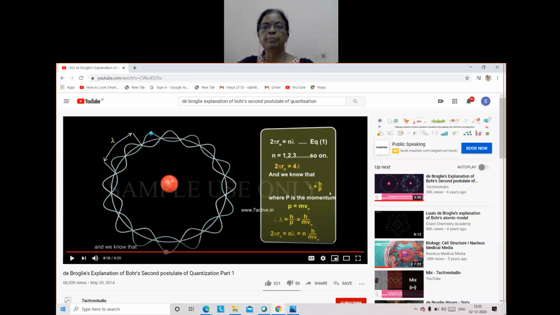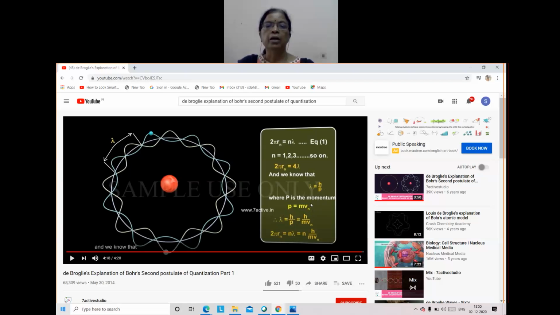What is p? p is the momentum. What is the equation for momentum? In light, when it moves as electromagnetic waves, we took momentum as mass into velocity of light. But here it is an electron. The electron velocity is less than that. We have already calculated it: only 1 by 137th of the velocity of light. So momentum equals mass into velocity. We are not taking c here because the electron does not have the velocity of light. Momentum equals mass into velocity of the electron.